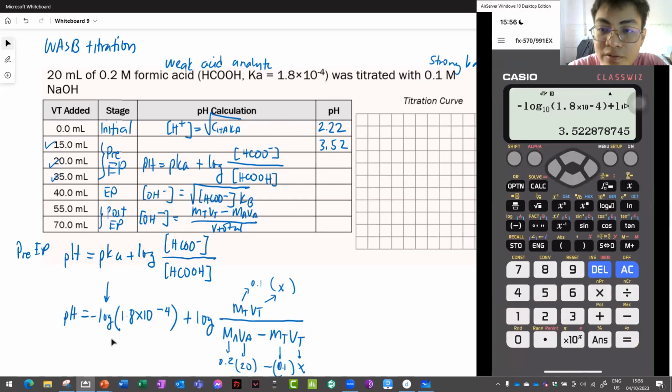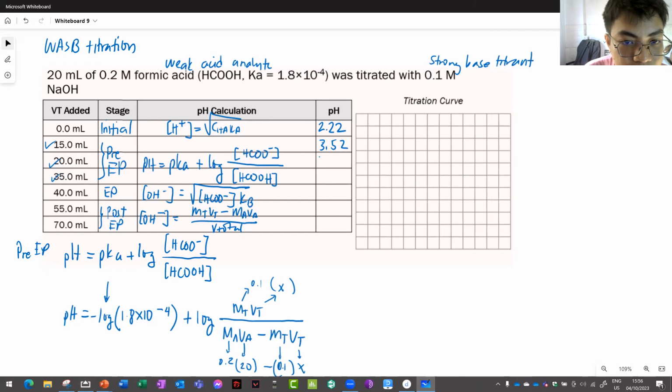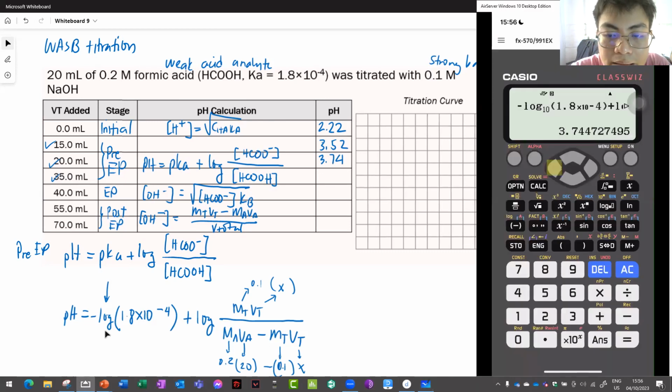Then let's replace yung 15 by 20. So it's 3.74. Okay, so 3.74. And then lastly, yung 35 gawin natin. So palitan mo lang volume, 35. 35 equals sign 4.59. Okay, it's 4.59.